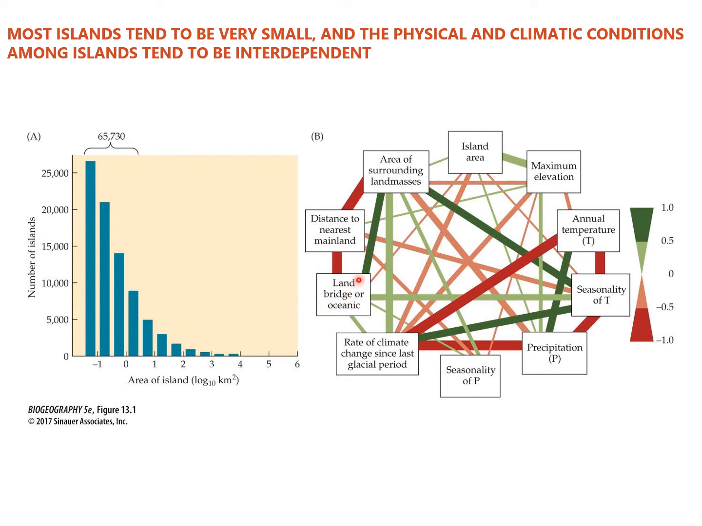This is also positively correlated to the area of the surrounding land masses. The island area itself is positively correlated with elevation. We can look at some climate stuff, like the annual temperature is very negatively correlated with the rate of climate change since the last glacial period. It's also negatively correlated with the seasonality, so the variation on an annual basis. And that's also negatively correlated with precipitation, which is also negatively correlated with the rate of change.